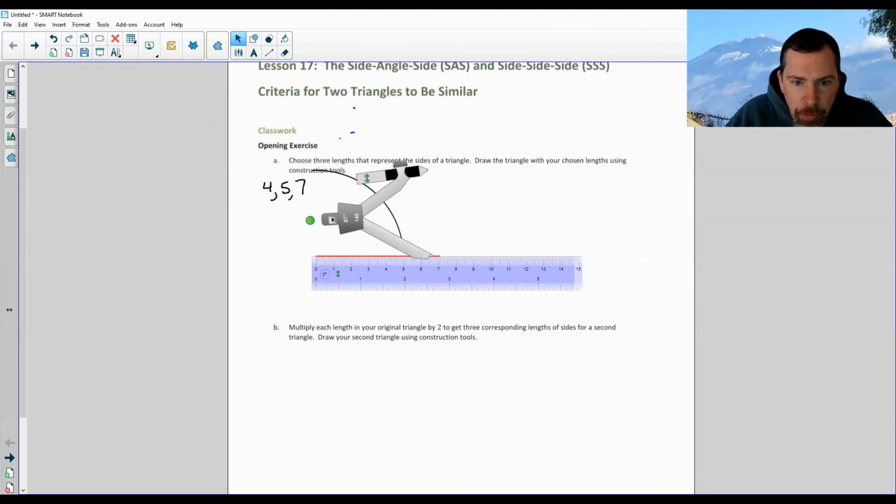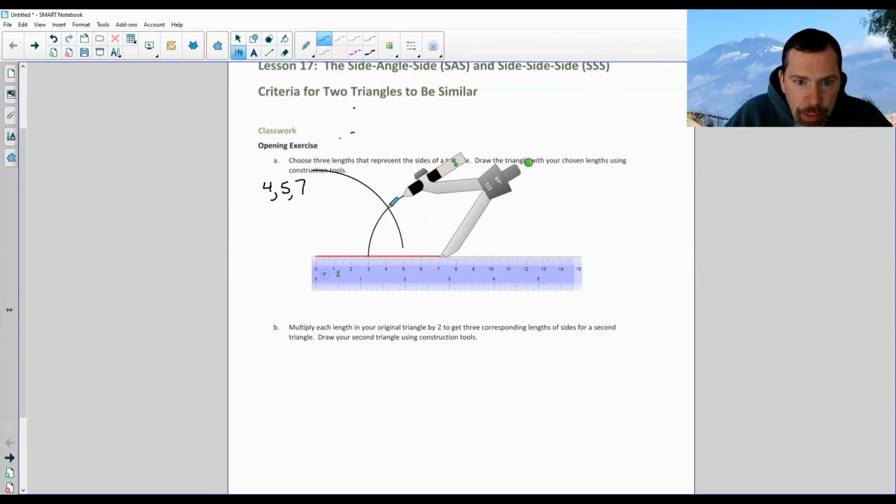Then you move your compass over here to 7, rotate it, flip it, open it up to the other distance. So this was 5, now I'm going to do 4. So 7 minus 4 is 3. And I draw an arc. Where those two intersect will be where my other vertex should be.